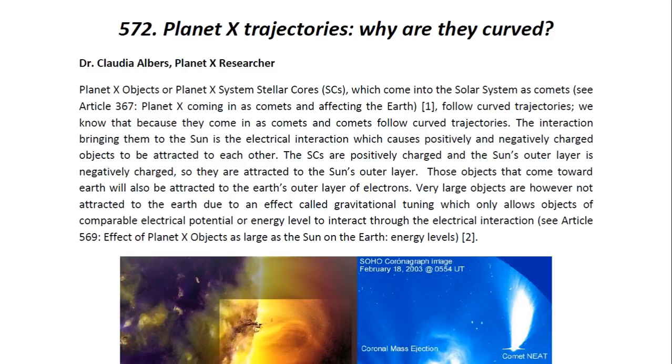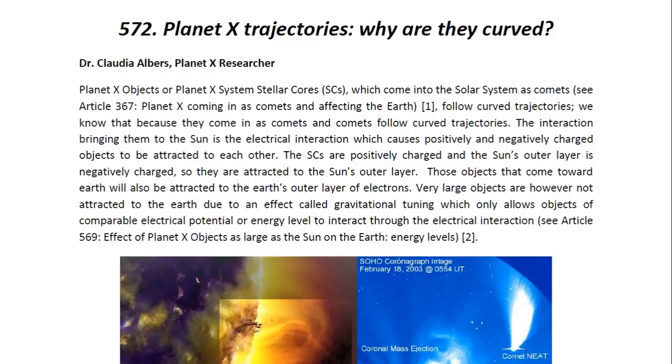This one's entitled Planet X Trajectories, Why Are They Curved? Now, Planet X objects or Planet X system stellar cores, which come into the solar system as comets, and you may look at Article 367 entitled Planet X coming in as comets and affecting the Earth, follow curved trajectories. We know that because they come in as comets, and comets follow curved trajectories.